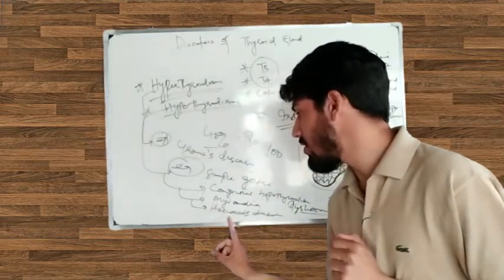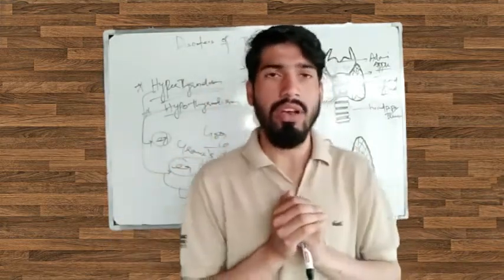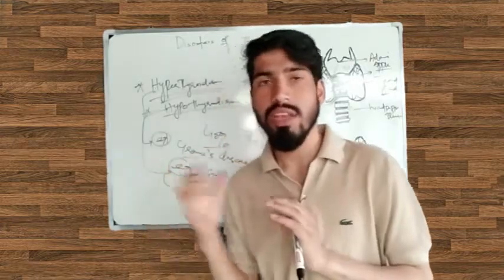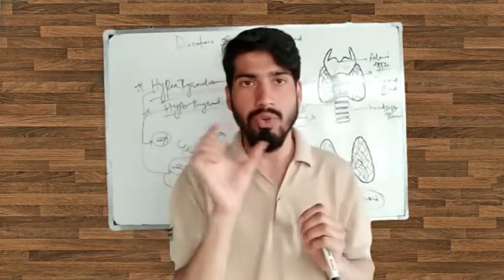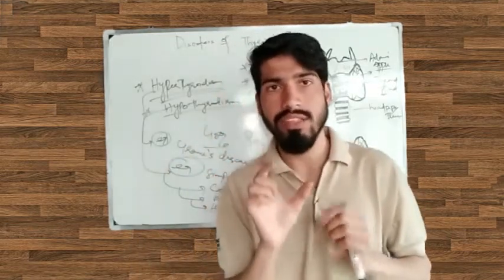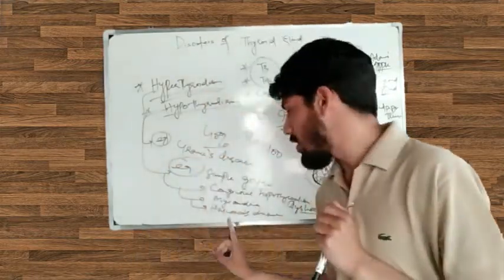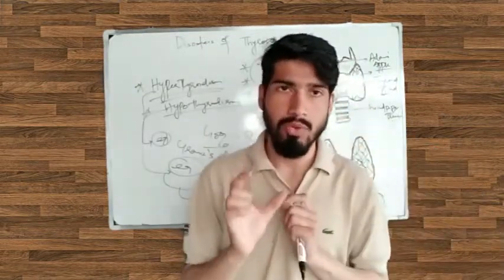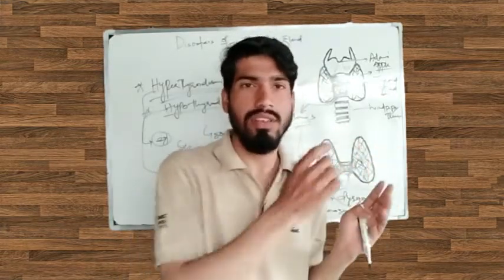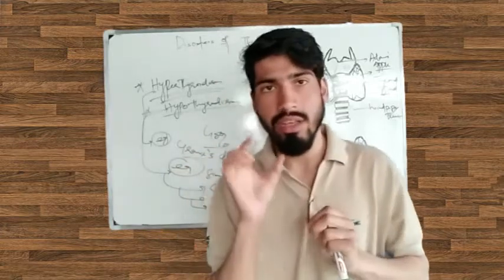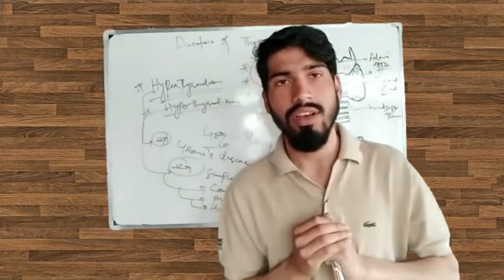Now come to the next thing, that is Hashimoto's disease. What happens in this disease? Our immune system, same as in Graves' disease, attacks this gland, and chronic inflammation occurs. Finally, this gland cannot release enough hormones. That is what happens in Hashimoto's disease. So I hope you understand this whole lecture.